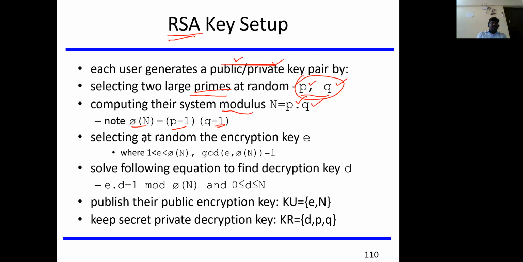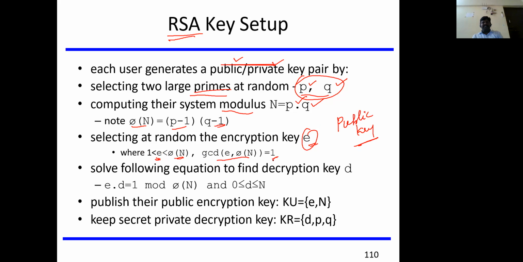Suppose the user wants to select a key, it can be a private key or any key, let's assume it is a public key E. Based on the key being selected, the value of the key should be greater than 1 and less than phi of n, and the GCD of E and phi of n should be 1.